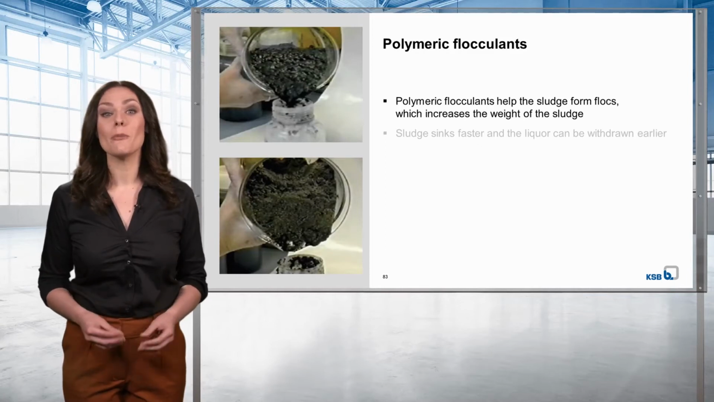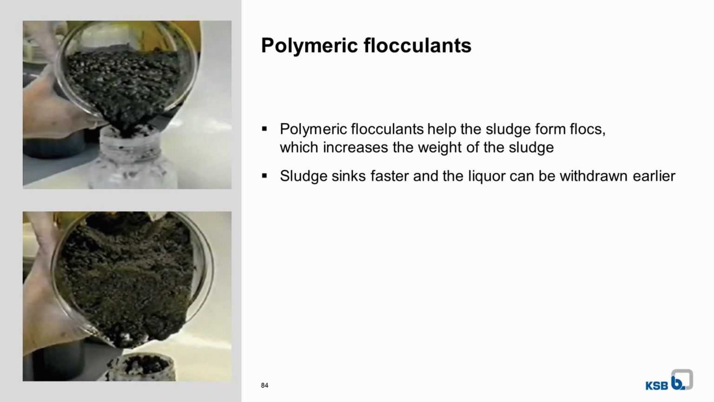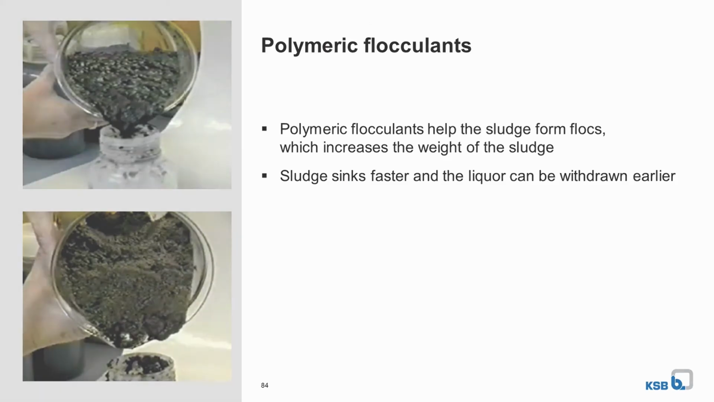In total, the thickening process takes quite a long time. This can be problematic because the larger the wastewater treatment plant, the larger the sludge volume. Secondary sludge, in particular, occurs very quickly in large volumes. To accelerate the thickening process, larger wastewater treatment plants add polymeric flocculants. They help the sludge form flocks, which increases the weight of the sludge. Consequently, the sludge sinks faster and the liquor can be withdrawn earlier. Polymeric flocculants are not only beneficial for the formation of sludge flocks, they also change the sludge viscosity.